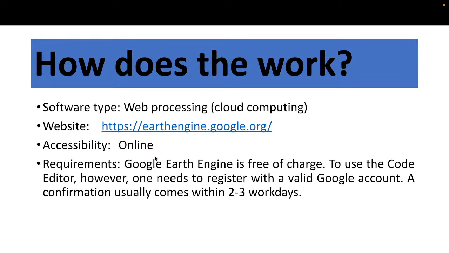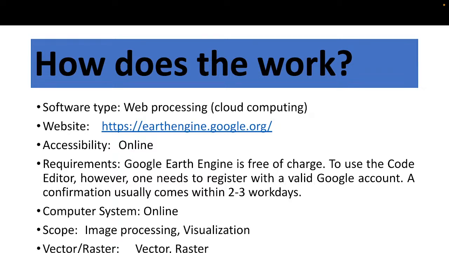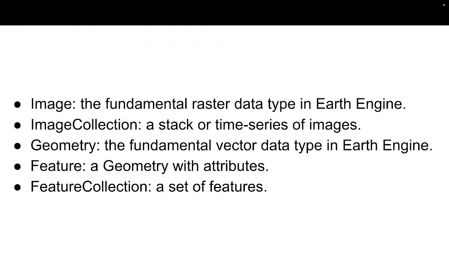Now the requirement. Google Earth Engine is totally free of charge, but now they are also using some commercial business models, mainly for deep learning, CNN or ANN. But for most machine learning we can easily use Google Earth Engine freely. Okay, no need to pay. You just need to register with your Google account. Then we can easily use the Google Earth Engine Code Editor, and it works for image processing and visualization. It works for raster and vector data. Both of those we can easily use here.